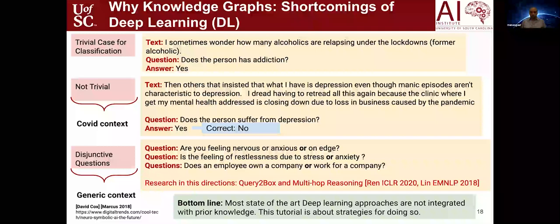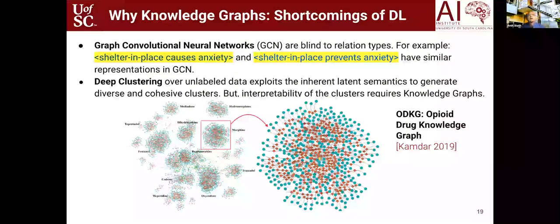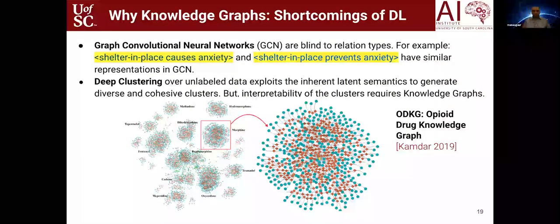Currently, most of the state-of-the-art deep learning approaches are not integrated with prior knowledge or knowledge of the domain. And this tutorial is about the strategies of being able to do so, and the benefits and reasons for doing so. We are going to be covering a number of shortcomings of deep learning as we go along. Earlier, Manas presented the key objectives people have in deep learning, explanation and ethical issues and so on and so forth.